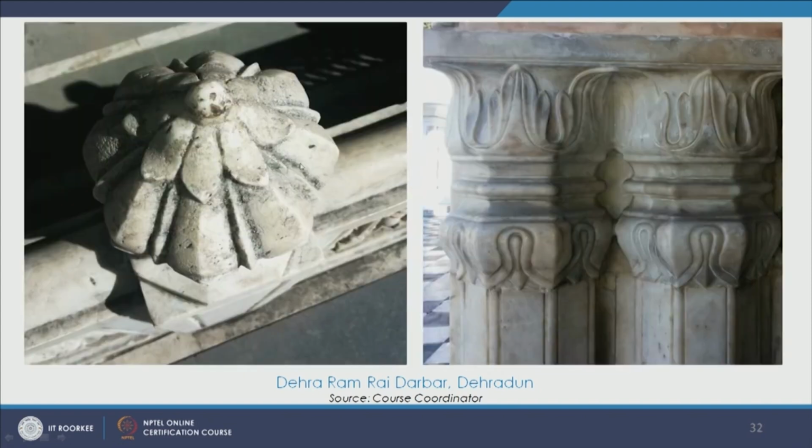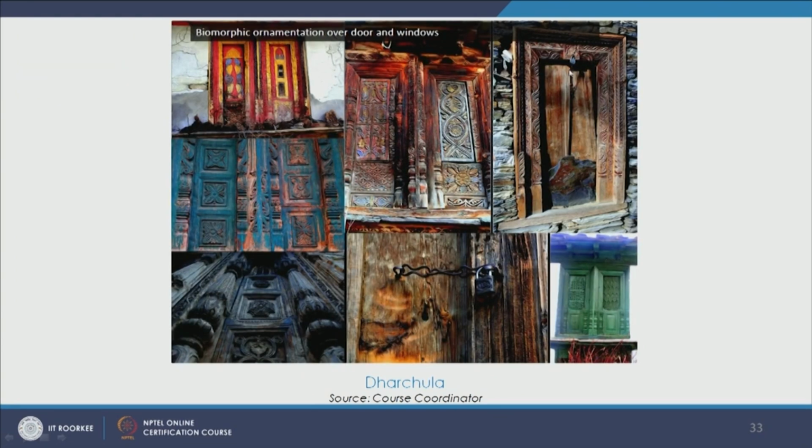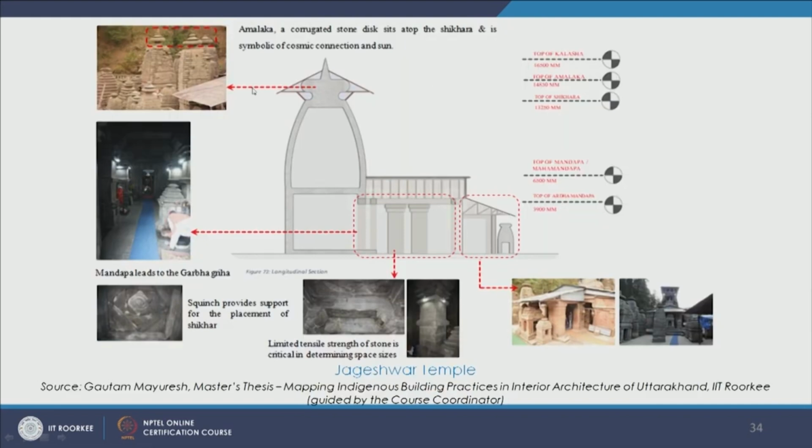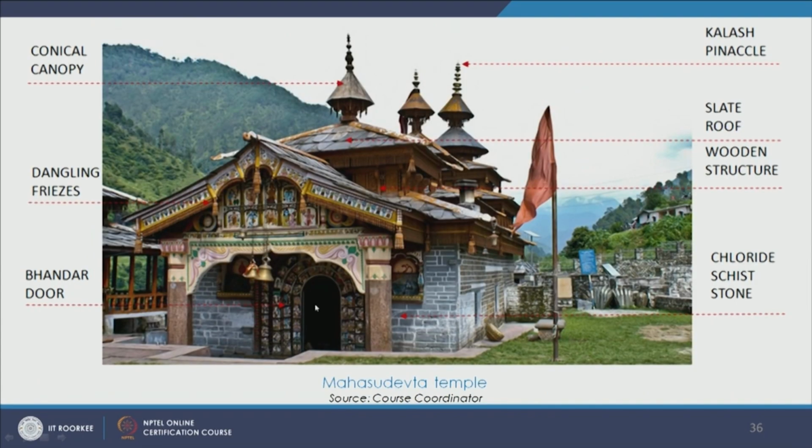We also saw some stone craft in this Gurudwara, which is a later addition. We saw these amazing pictures from Dhar Chula, which show the intricate wood carvings and different space making elements. We saw the details of the Jageshwar temple, which is also a very famous temple richly crafted out of stone. We saw this beautiful Mahashudevta temple, and we saw the different space making elements, ornamentation, and construction details that are present on the building.